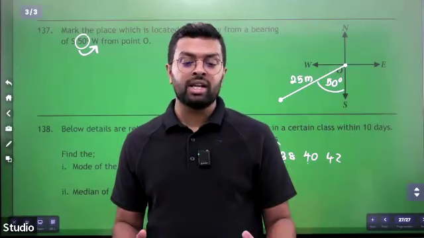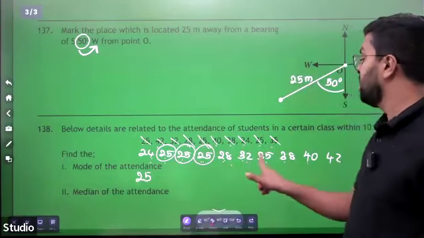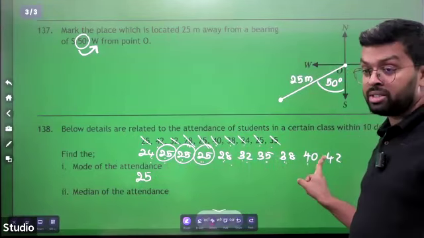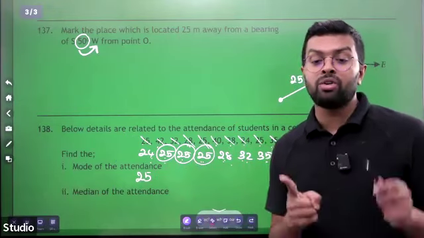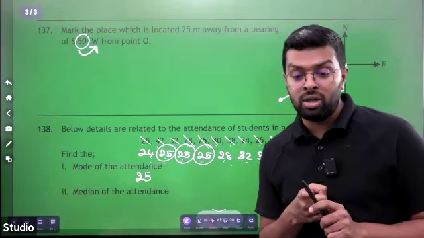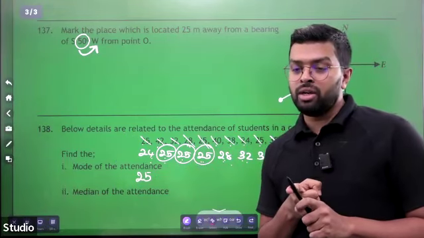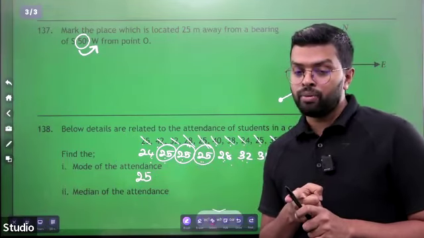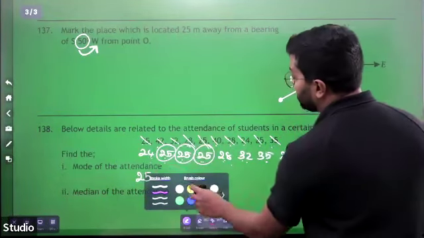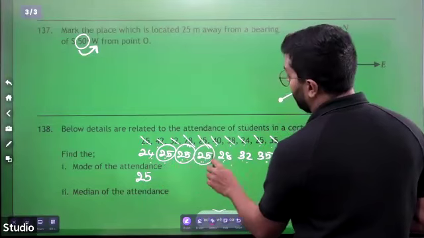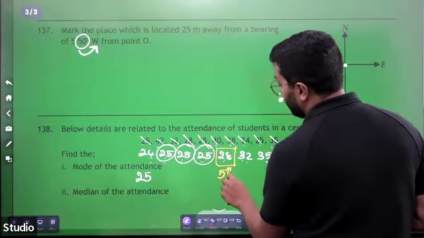Median is the value you have in the right middle. The one in the exact middle is called the median. We have 10 numbers. So how to find the position of median? If the amount of numbers is an even amount, how to find the median position? Number of details divided by 2. So 10 divided by 2 is 5. What is the fifth value? 1 2 3 4, fifth value is 28.